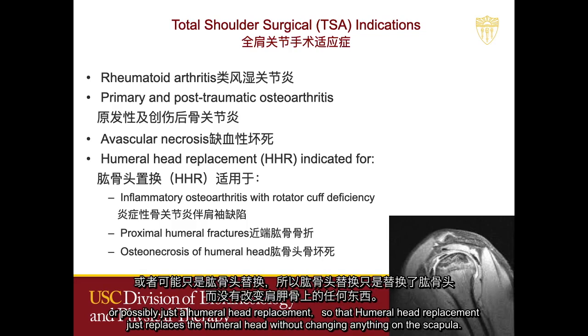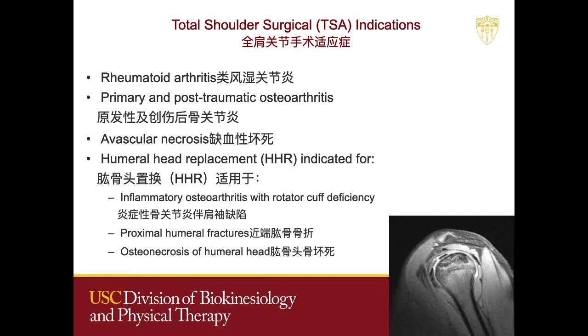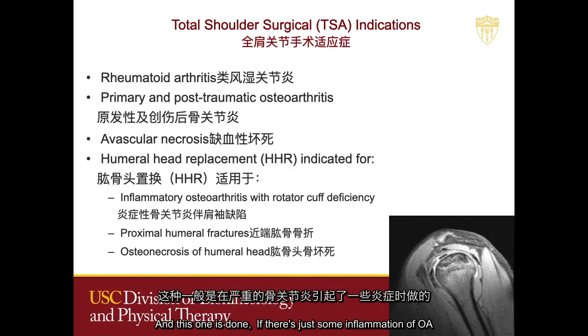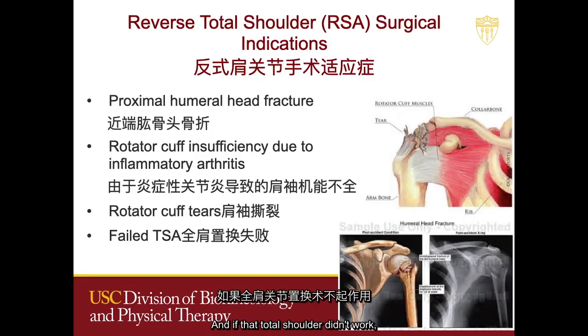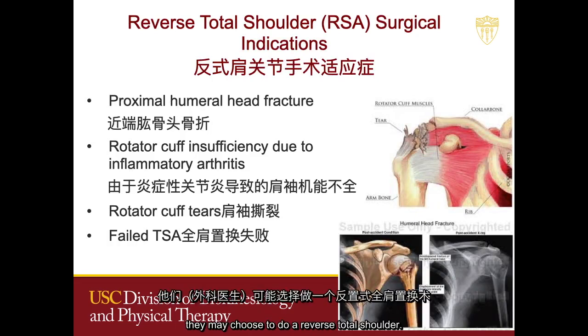So that humeral head replacement is just that. It just replaces the humeral head without changing anything on the scapula. And this one is done if there's just some inflammation of OA that's significant and only to the humeral head. Whereas things like avascular necrosis, significant rheumatoid arthritis, those things will lead to a total shoulder. And if that total shoulder didn't work, they may choose to do a reverse total shoulder.